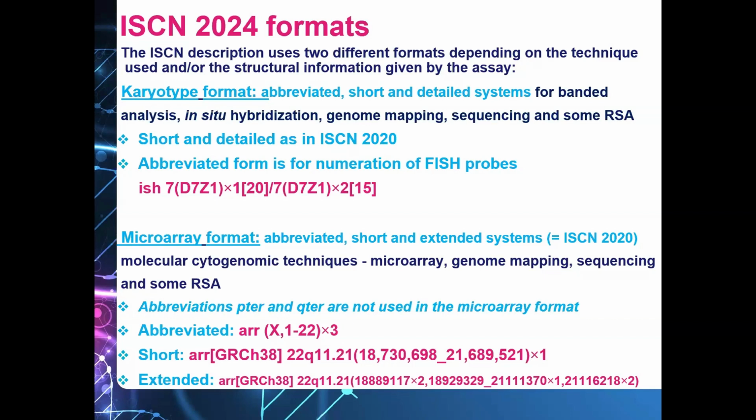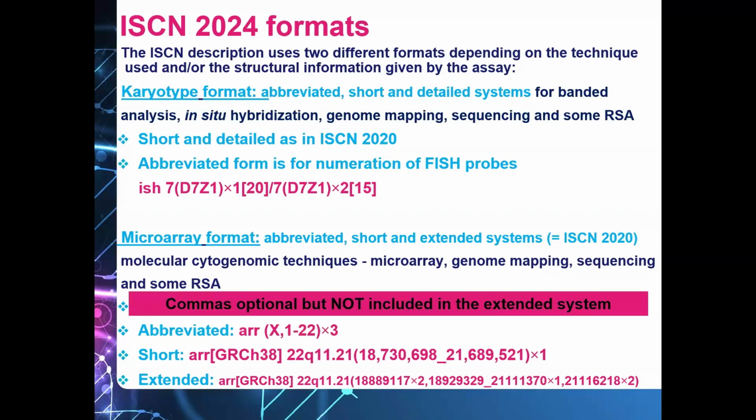So the abbreviated form you'll be very familiar with. Sorry, I said that was for a normal, but that's for 3 copies, a triploidy. The short form is where you just put the nucleotides that are lost, and the extended form is where you talk about the normal, where the last normal nucleotide is.